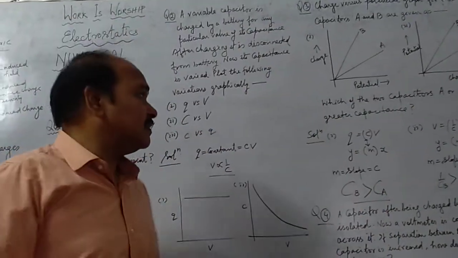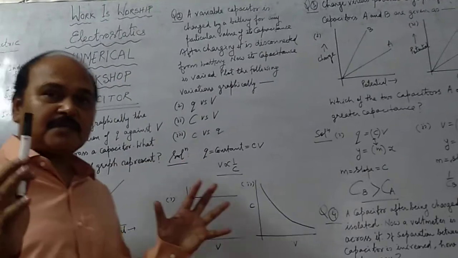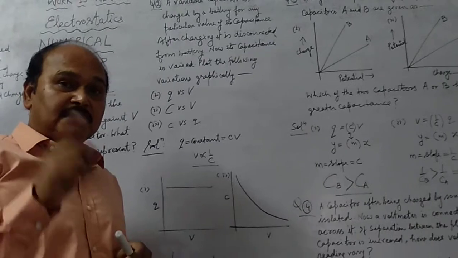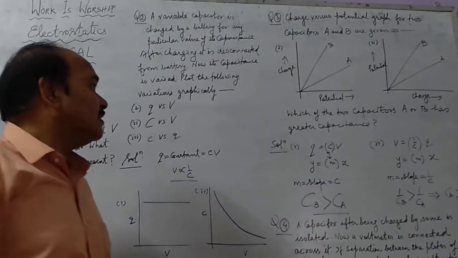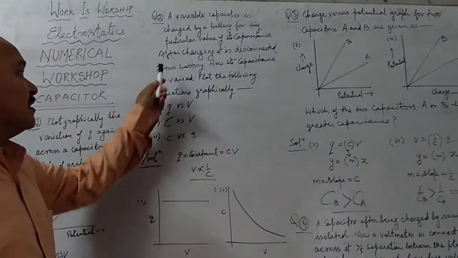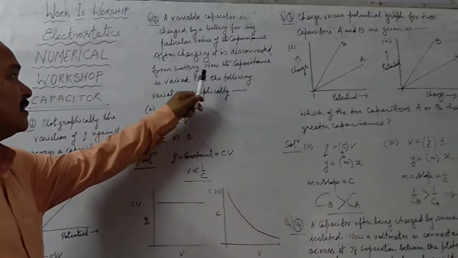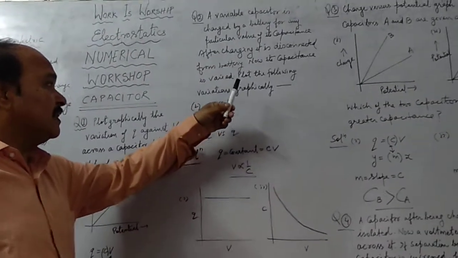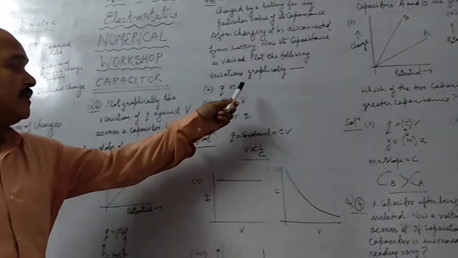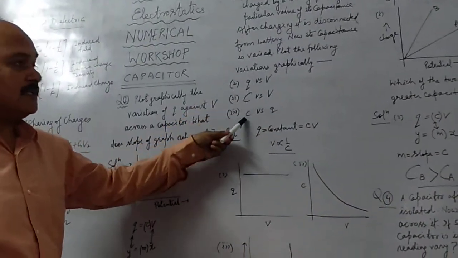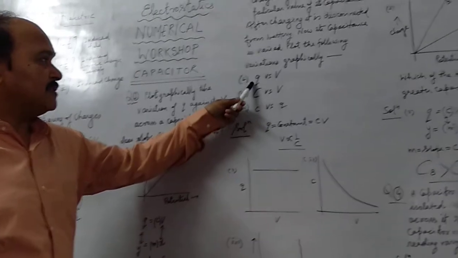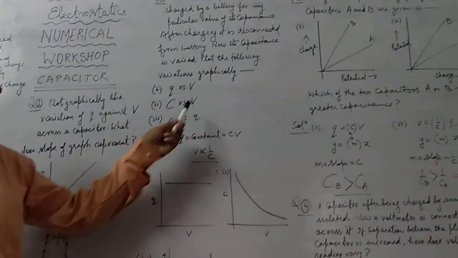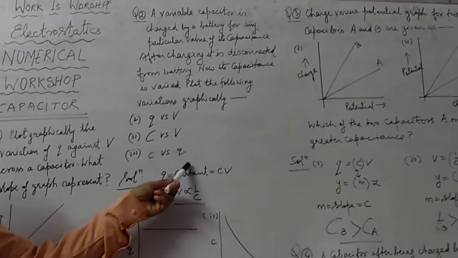I hope the question is clear. So we have a variable capacitor. It is charged by a battery, and after charging it is isolated. After the capacitor is isolated, its capacitance is varied. Well, in this situation, when the capacitance is being varied, we have to plot these three variations. The very first is charge versus potential, second one is capacitance versus potential, and third one is capacitance versus charge.